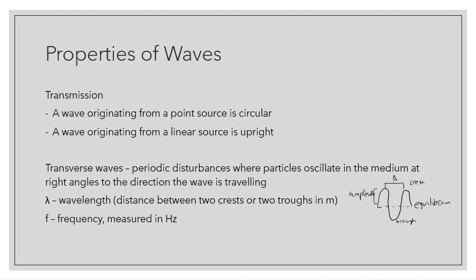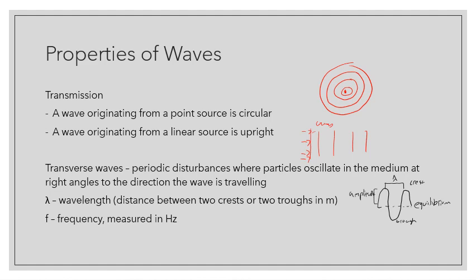So transmission of waves. A wave that originates from a point source is circular. So let's just say that you have a still pond and you have a droplet going in here. This is where the droplet hits, and then the waves radiate out from it. A wave originating from a linear source is upright. So if all the waves are coming from something like a linear source here, then all of the waves will be upright. So this is what a wave originating from a linear source would look like.